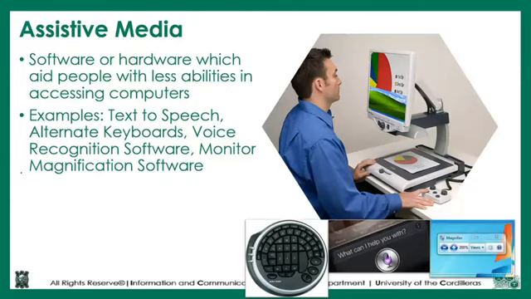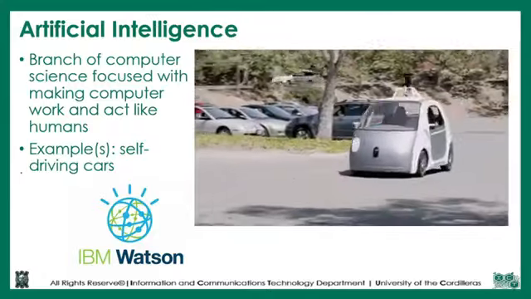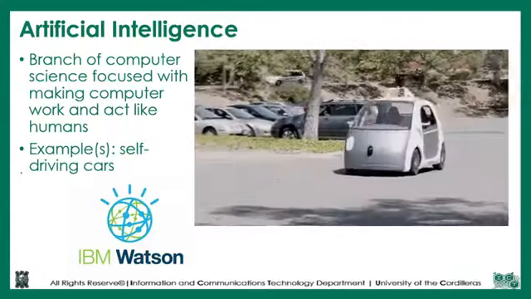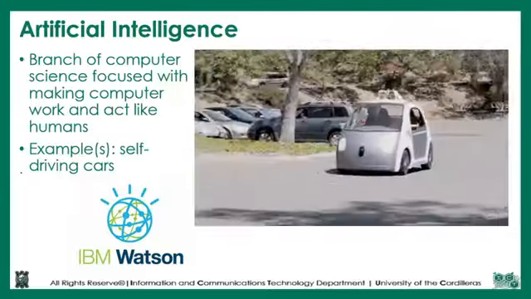We also have a magnification tool for zooming in and zooming out in order to make text bigger or much easier to see. We also have AI, artificial intelligence. So these are computer science concepts or applications or devices focused on making computers work and act like humans. An example of these are self-driving cars.